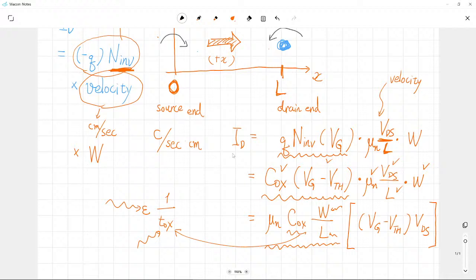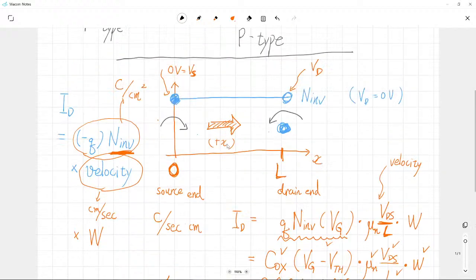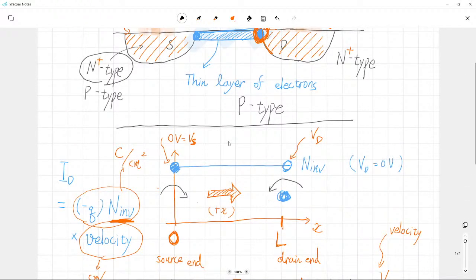The reason was I assumed that the inversion charge density is solely a function of gate voltage. Even when we apply, for example, a high gate bias voltage, we did not consider the reduction of charge density. So what you can expect is, in reality, your expression for drain current will be modified by considering this effect.